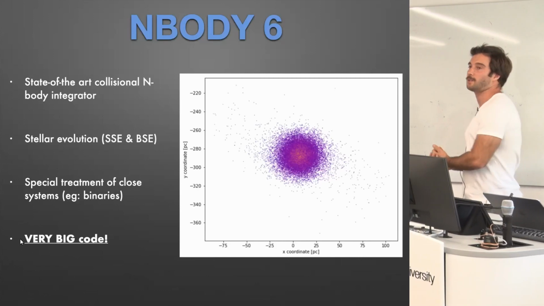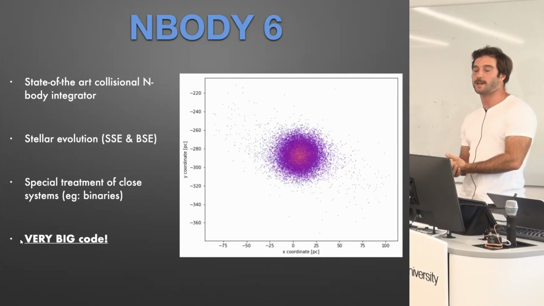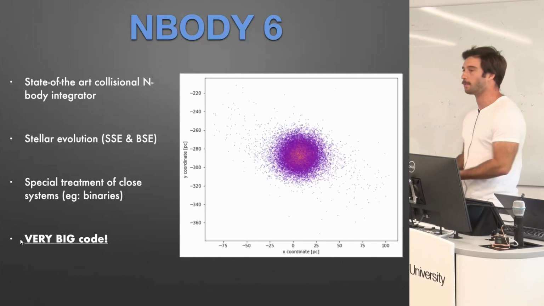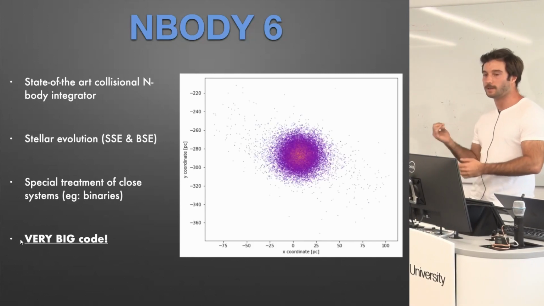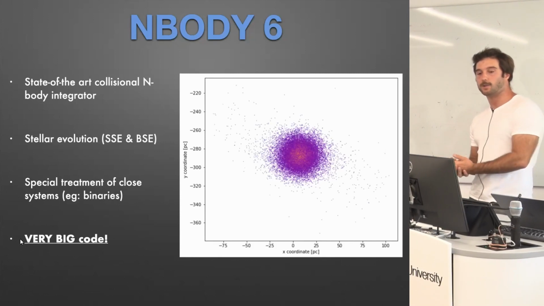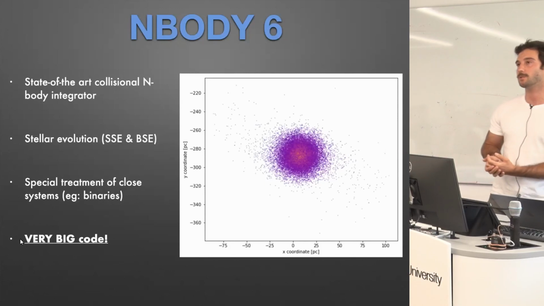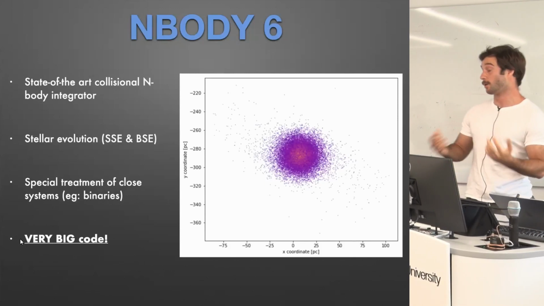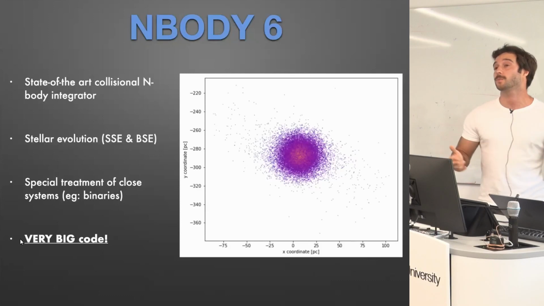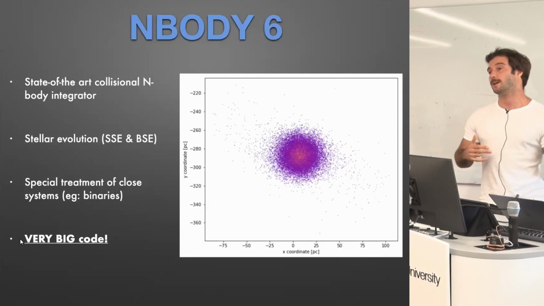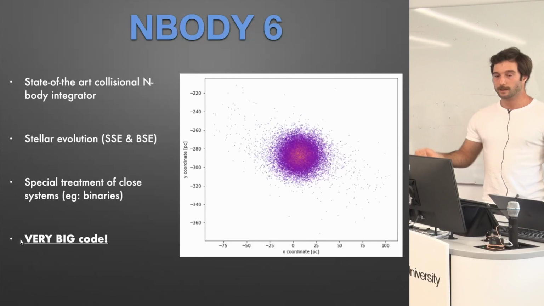NBODY6 contains stellar evolution packages through SSE and BSE, which were developed by Jarrod Hurley, who's now over at Swinburne. And it also has a special treatment of close systems such as binaries and triples, which is important when, like me, you care about things like black hole binaries.